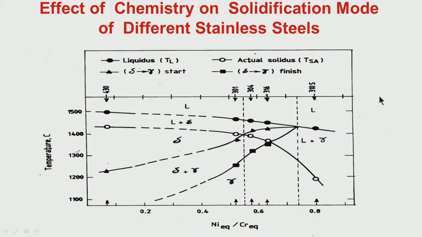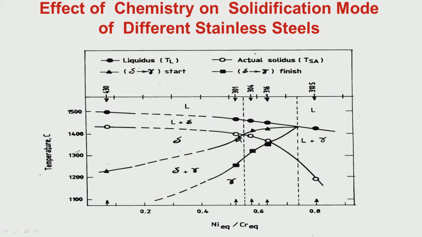So, these are all very important information for understanding the sequence of solidification. Is the solidification taking place only through delta, only through gamma, or delta plus gamma? If it is delta plus gamma, then when is delta to gamma taking place during solidification? Like 304, you see delta to gamma is starting here and solidification is complete here. So, delta to gamma is taking place before solidification or towards the end of solidification.